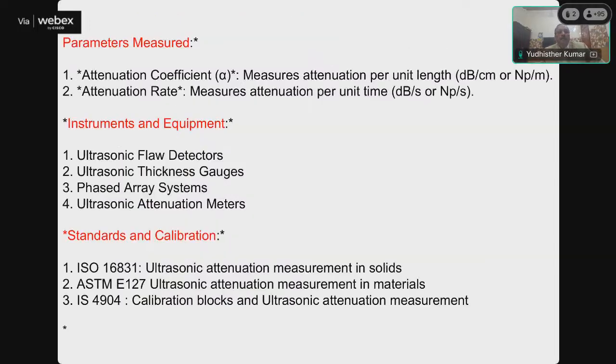Usually, for evaluating the ultrasonic attenuation, the coefficient is measured in decibels or nepers. Attenuation rate can also be derived by measuring attenuation per unit time. Usually, an ultrasonic flaw detector, ultrasonic thickness gauge, phased array system, or ultrasonic attenuation meter is used for measurement of this attenuation. And there are a number of Indian standards and international standards available.